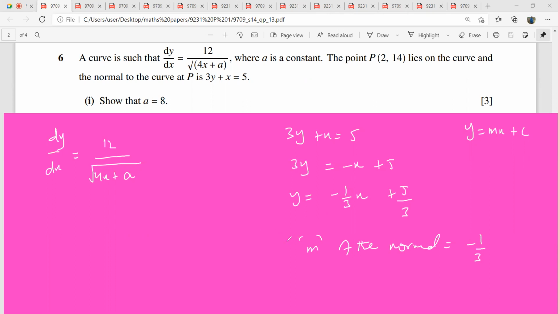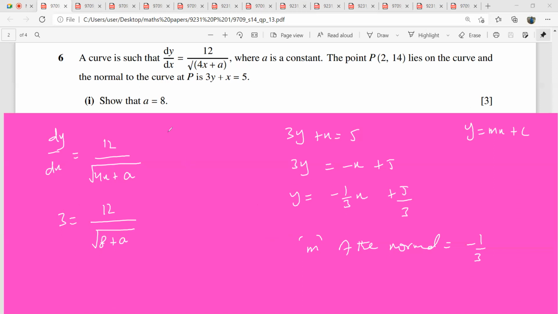Yeah, that would be 3 because the tangent and the normal are perpendicular to each other. So that means this dy by dx can be kept equal to 3. And we can put this x as 2 here. Okay? So this is going to be 8 plus a.